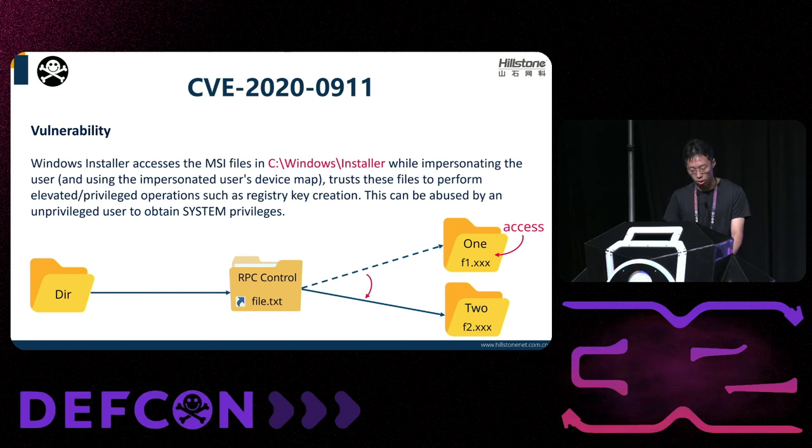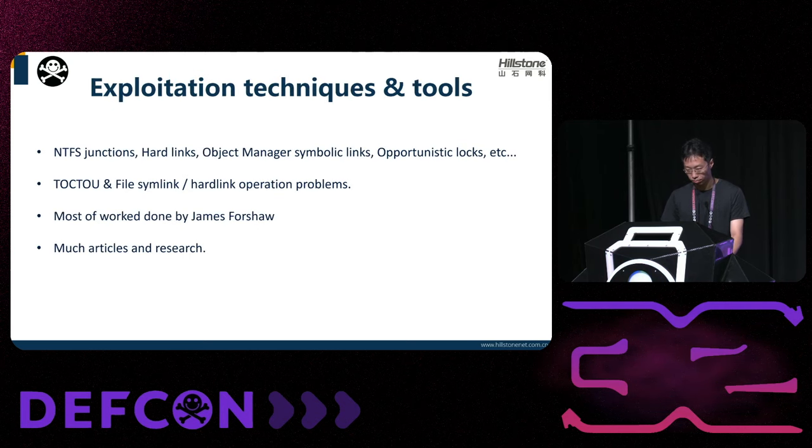CVE-2020-0911 is an example of using the user's device map when impersonating users, while the service operates on malicious MSI files in the user's device map installer directory, and it was redirected to another path. So when the service reverts to system privilege, it also trusts the content it reads from the client's installer directory and source. The privilege escalation happened. This kind of bug exploitation has many articles and research on the internet. I think it was first discovered by Google researcher James Forshaw, using tricks like NTFS junctions, hard links, object symbolic links, and opportunistic locks. You can easily write exploits for these kinds of bugs.